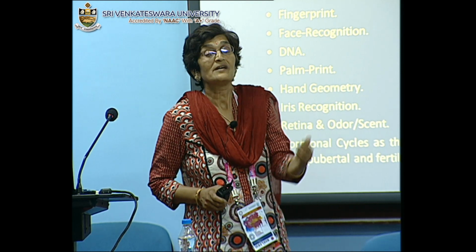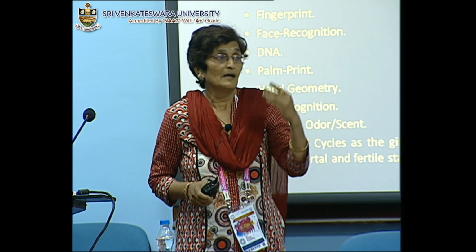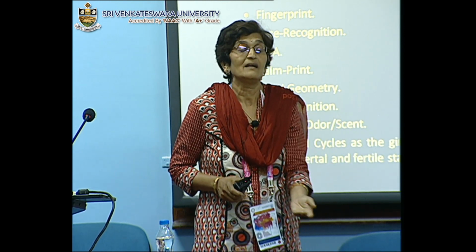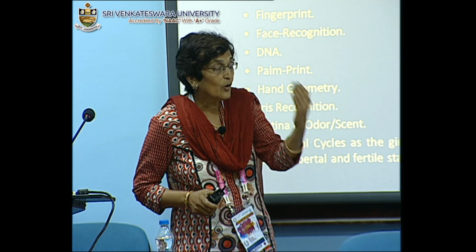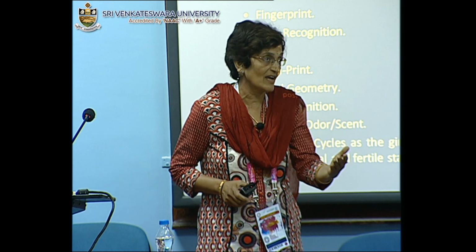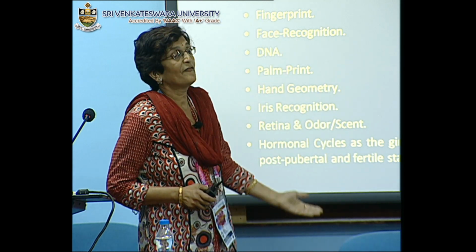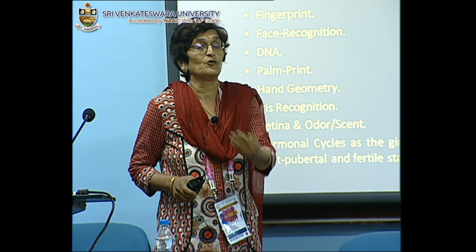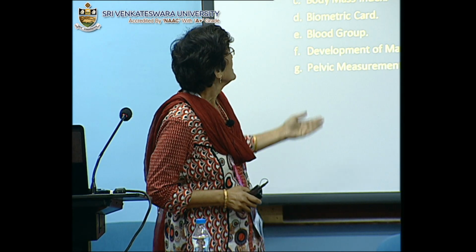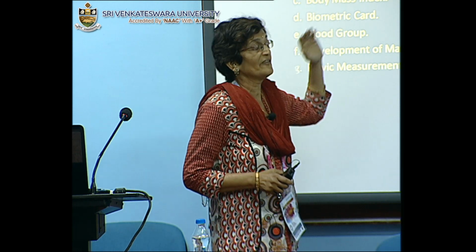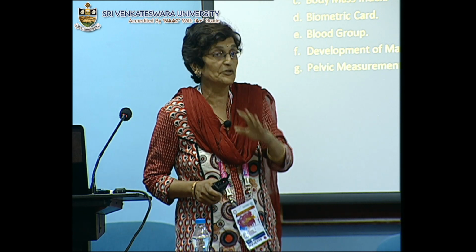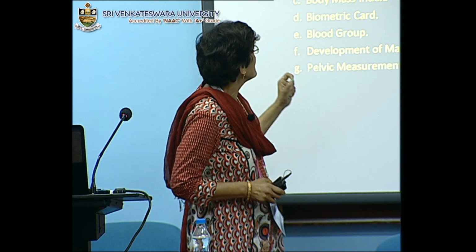It includes scanning of fingerprinting, face recognition, DNA, palm printing, hand geometry, iris recognition, retina, odor, scent and hormonal cycles as the girls transit from post-pubertal to fertile stage. Next. For this we need screening of physical features for inclusion in the biometric card for each girl individually, and for this we have some parameters.